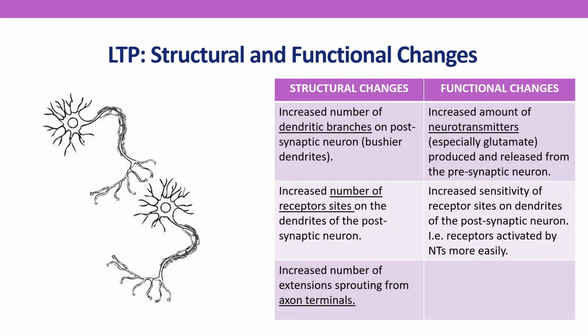So I've talked a lot about long-term potentiation and the associated structural and functional changes, okay? So let's talk about what those are. Now, the first thing I want to say is that functional changes are only changes within the secretion of neurotransmitter, okay? Now, when we observe functional changes, this means a short-term memory has occurred, okay?